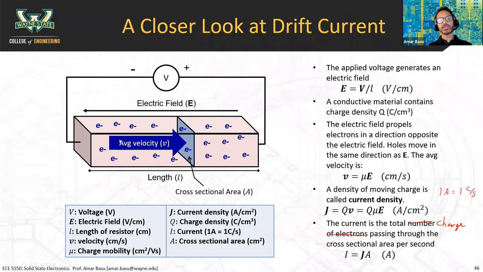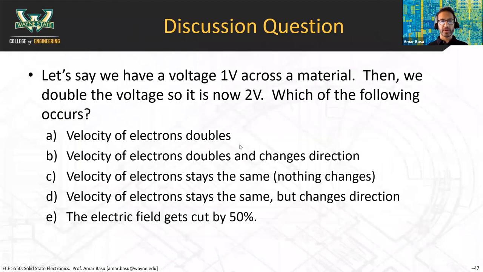So electrons always go opposite the electric field. Now, if we switched it from electrons to holes, then the holes would be moving in the other direction. They would be moving in the same direction as the electric field. Okay, good. Next up, part C, Janan.